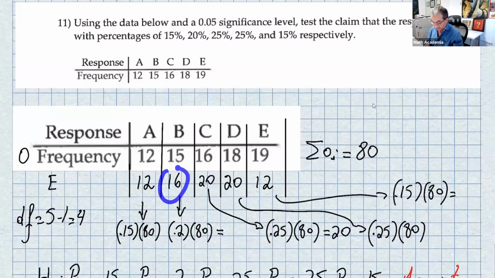0.20 times 80 is 16. 0.25 times 80 is 20. 0.25 times 80 is 20 again. And finally, 0.15 of 80 is 12. So that's how you calculate them. And I put the answers here for you.